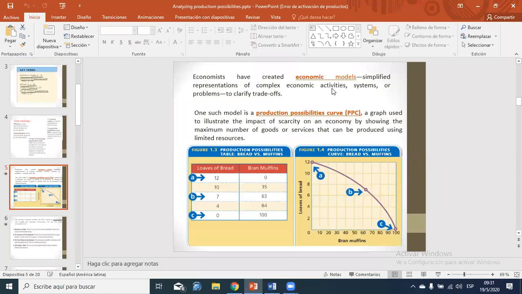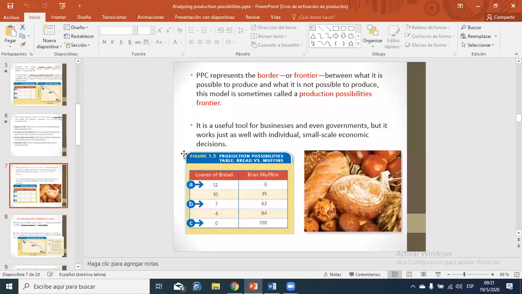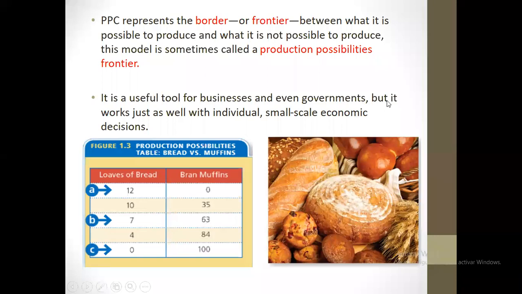Now I explained this already. Here is the muffin. Remember the muffins? We were talking about the muffins. Now focus on these guys, please. It said, PowerPoint, the production possibility curve represents the border or the frontier. That's the limit. You cannot go further than that. Between what is possible to produce, lo que es posible producir, and what is not possible to produce, y lo que no es posible producir. So this model is sometimes called production possibility frontier or border. It's a useful tool for business and even governments. But it works just as well with individual and small scale economic decisions.